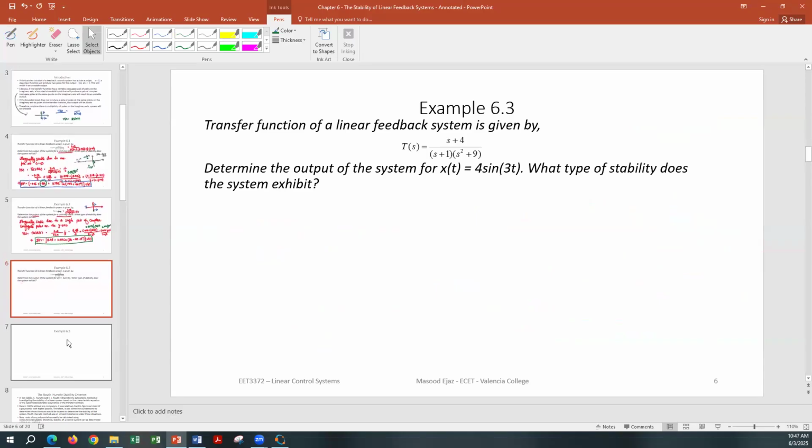Okay, so delete this slide. Let's look at this one now. The transfer function of a linear system is given by (s + 1) over (s + 1)(s squared + 9)(s + 4)(s + 1)... the poles at s plus j3 and s minus j3. So we already know that the system is marginally stable because 2 poles are on the y-axis. So this is also marginally stable.